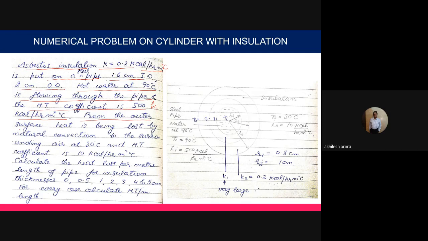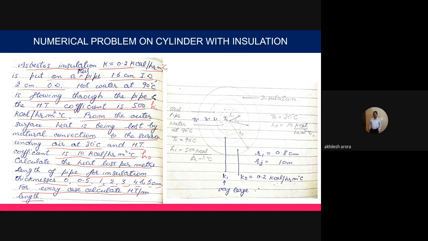From the outer surface, heat is being lost by natural convection to the surrounding air at 30 degrees Celsius, and the heat transfer coefficient is 10 kilocalories per hour meter square degree Celsius. So it is the value of h_o. Calculate the heat loss per meter length of the pipe for insulation thickness 0, 0.5, 1, 2, 3, 4, 5 centimeter. For every case, calculate heat transfer per meter length. So basically this is the question, and on the right hand side you can see the diagram here.